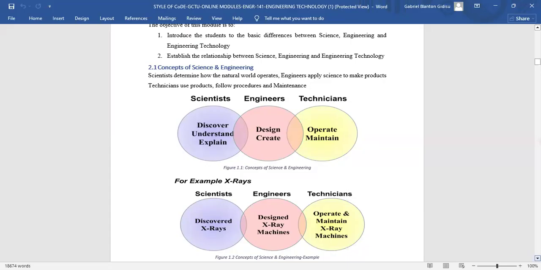Then technicians operate and maintain the X-ray machines. Have you seen? So if we can all place ourselves very well and we know where we belong, then we are ready to work together. Okay. For example, we'll go for a scientist from, let's say, KNUST.